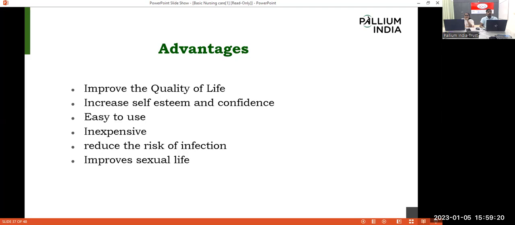Then self-confidence and self-esteem increase, because if the patient is traveling with a urobag, it means they are having some confidence problem also. They need to take more care about their tube. But in intermittent clean catheterization, there is no need. Once in four hours only, they need to think about the procedure. Otherwise, they can move freely.